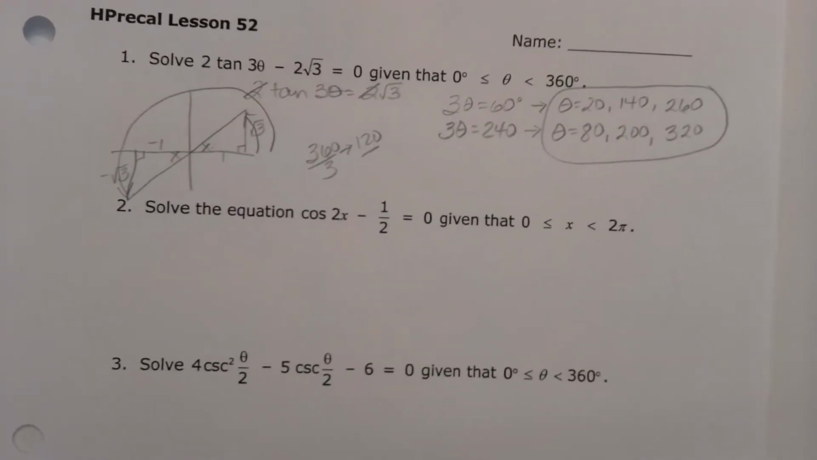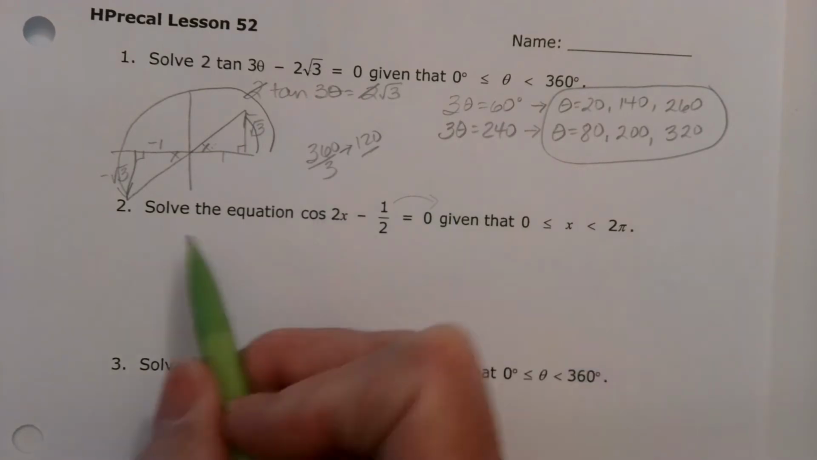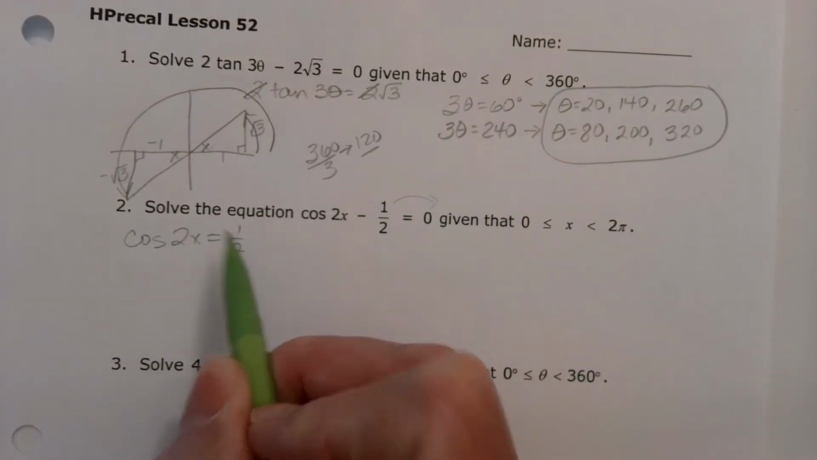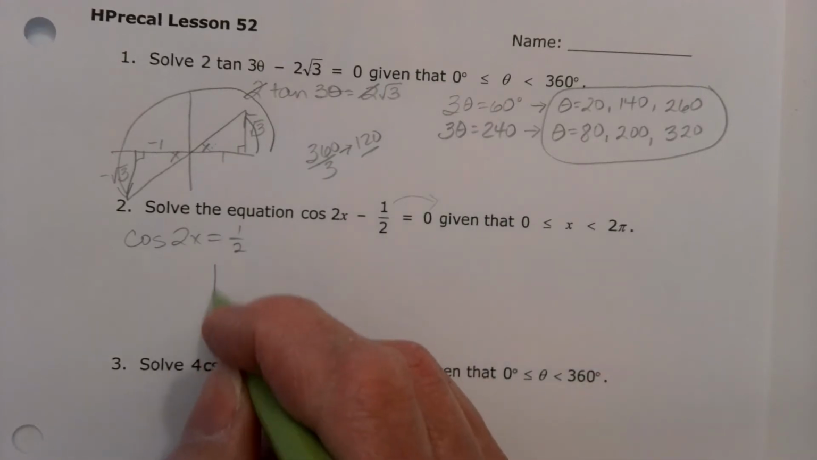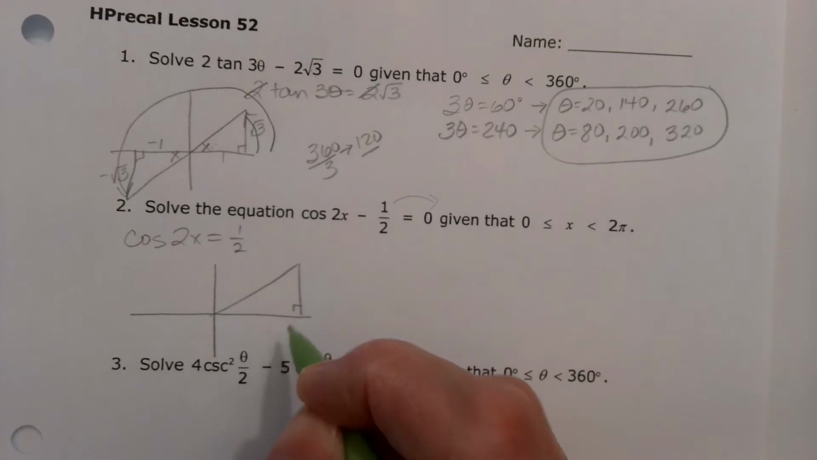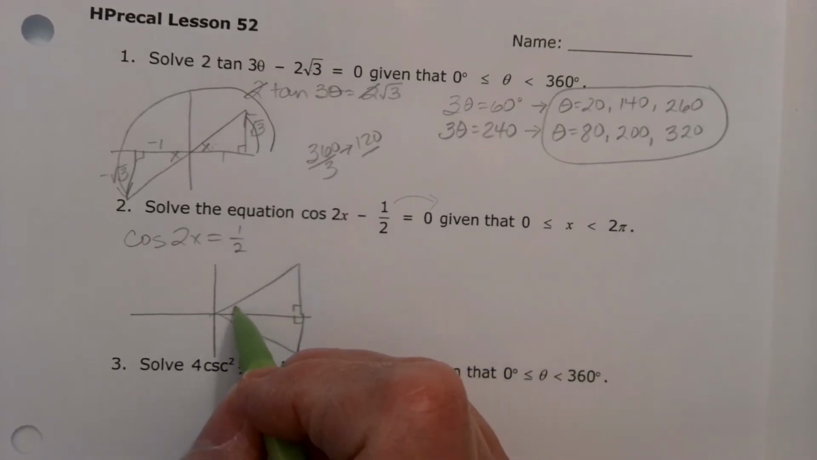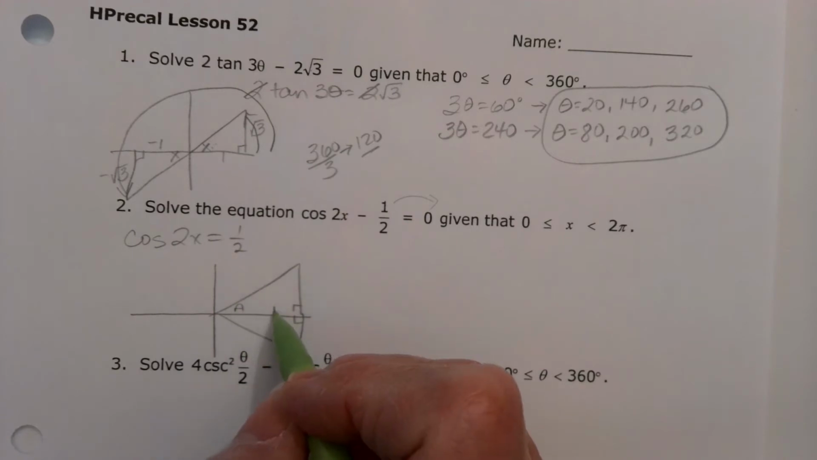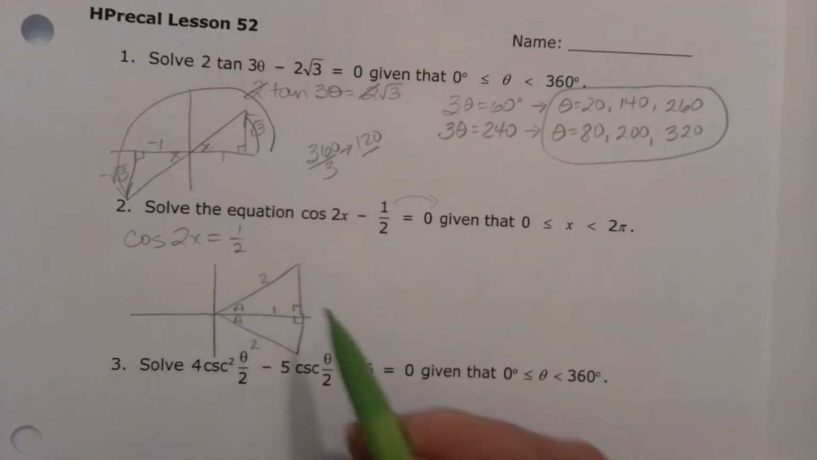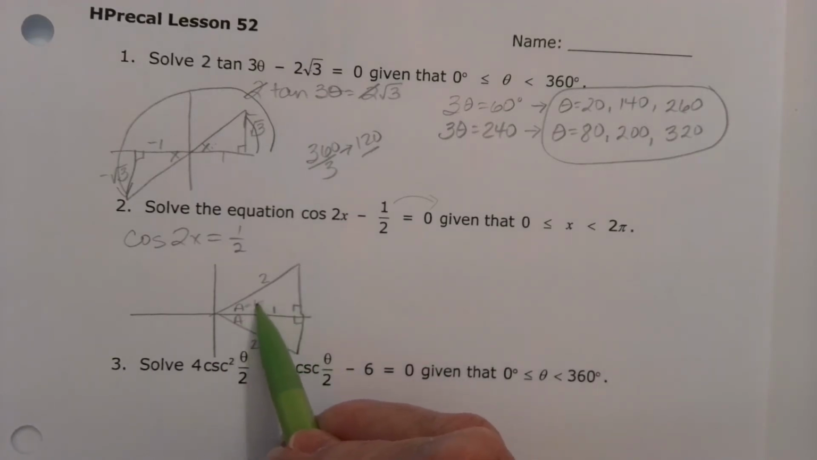Okay? So let's do it again. This one's going to come over, and you're going to get the cosine of 2x equals 1/2. And then you need to think. Cosine is positive here and here. I want the cosine of this angle right here to be 1/2, 1 over 2 or 1 over 2, same thing, right? So what angle is that? That would be the 30, so this is the 60.